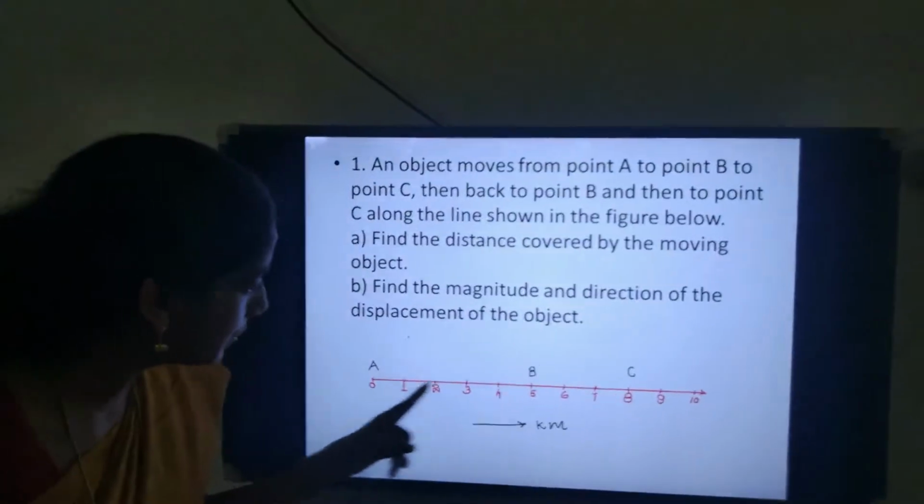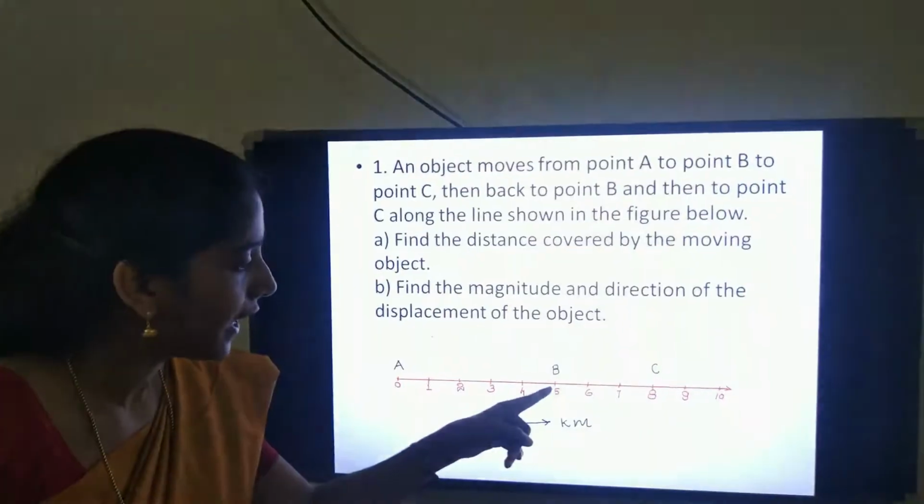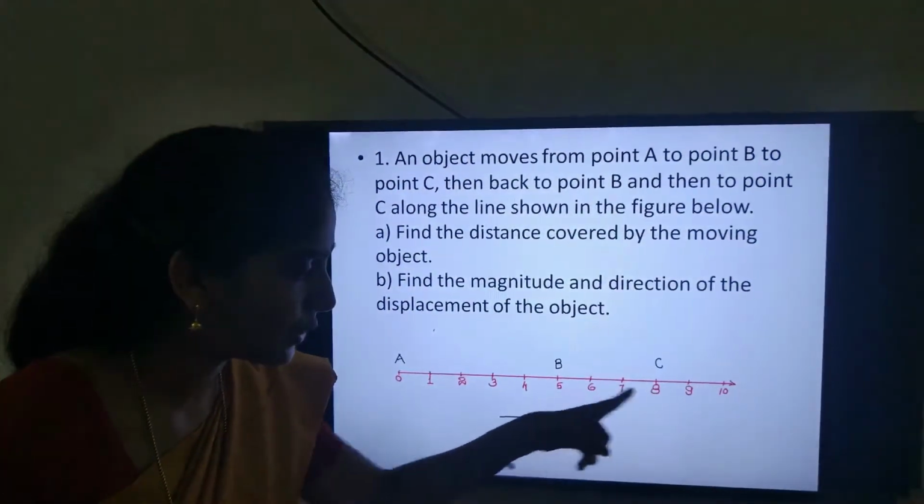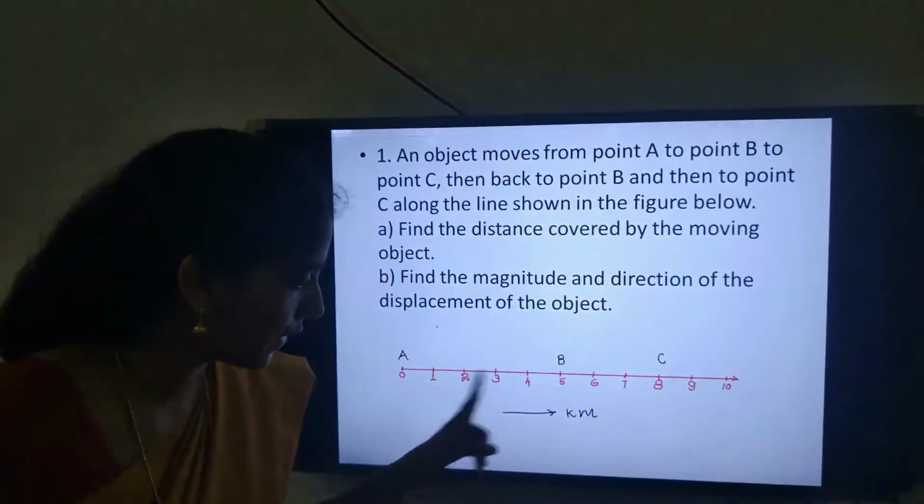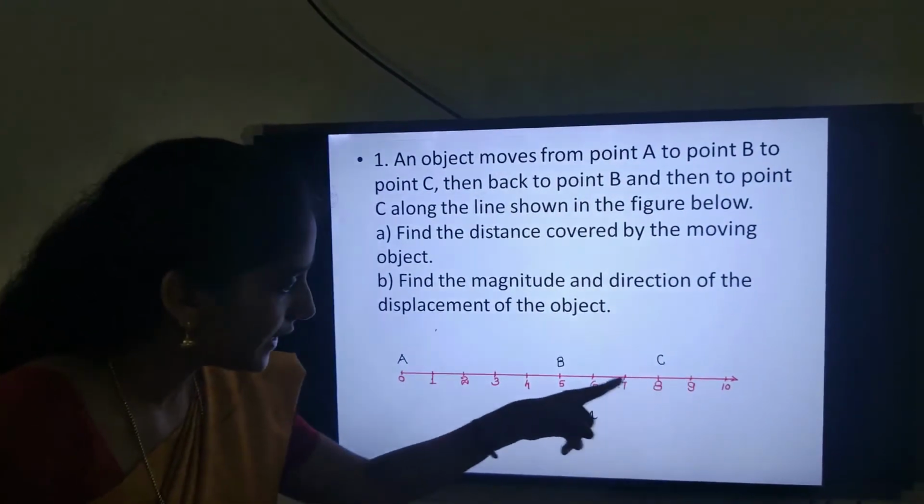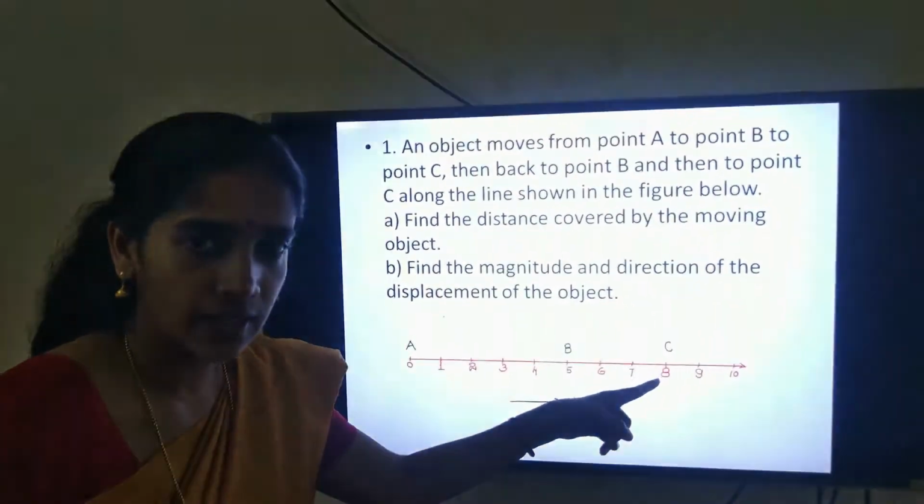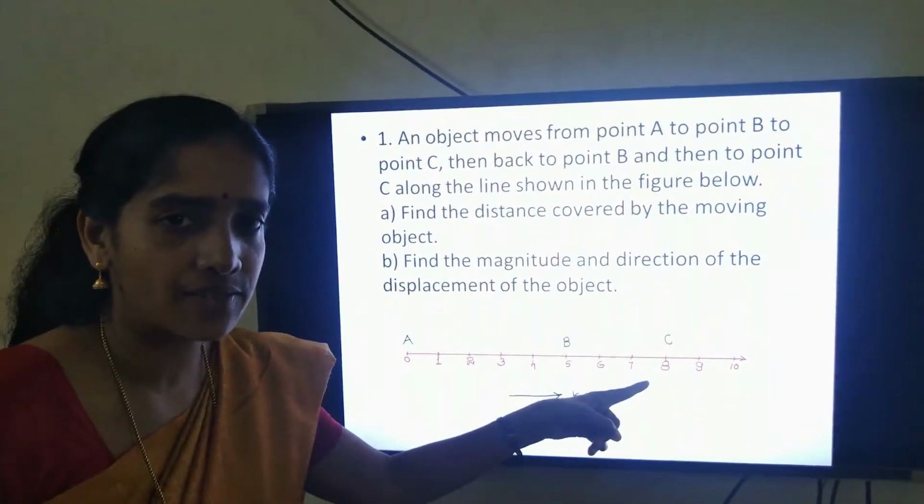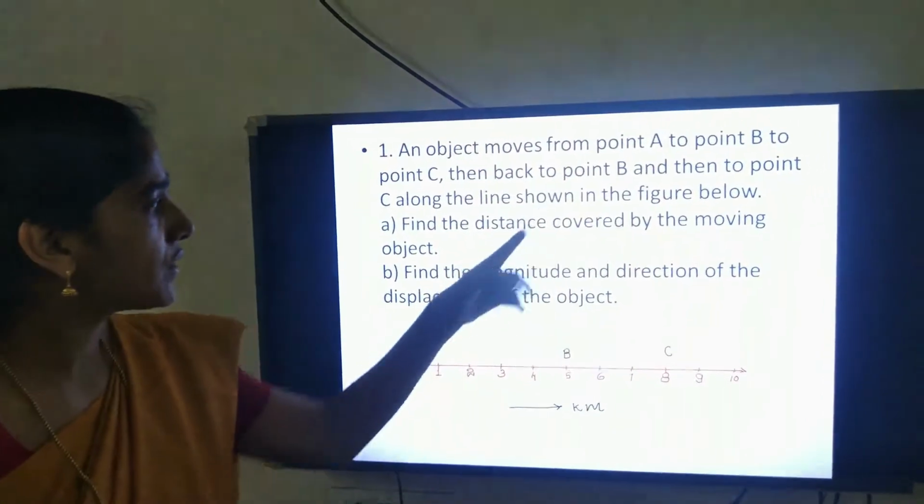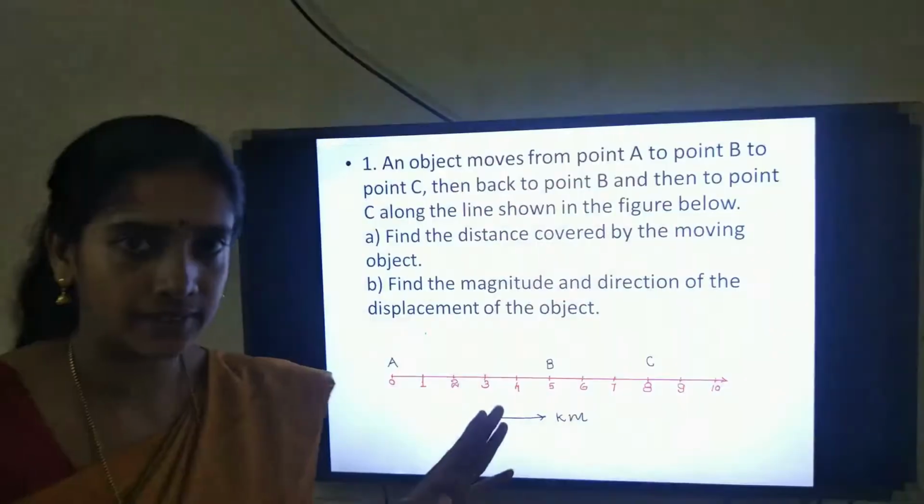So from here to here 5 kilometer, and then 5 plus 3, here to here it is 3. 5 plus 3 is 8, then again to B, so plus 3 is 11, and again to C, one more plus 3. So what is the answer? 11 plus 3 is 14, because distance means just to find the length of the path.